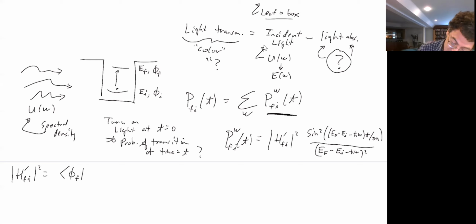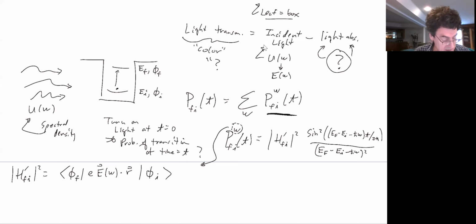And you know, for light, because we have the broadband light hitting it, it's going to be charge times electric field. But because it's the omega, then we know that it's going to be the electric field at that frequency, omega, dot r, the position operator in that matrix element. Okay, and so then we can write it like this.